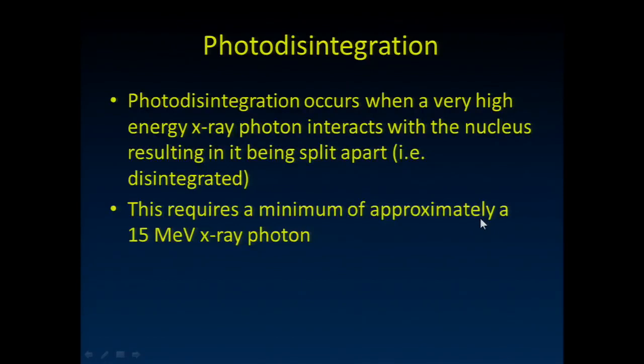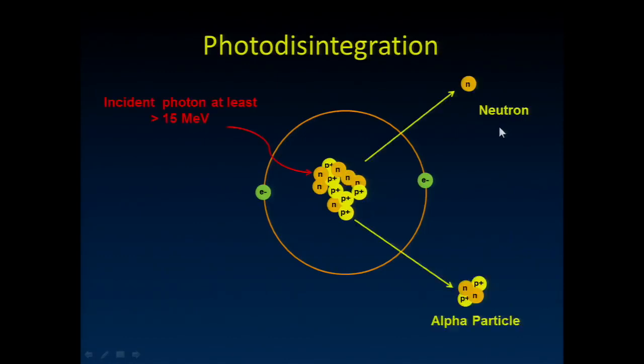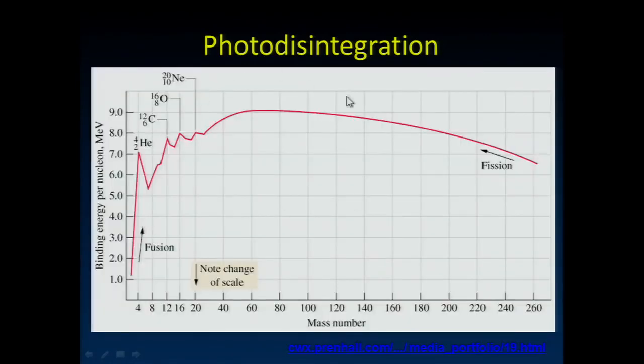Another thing that can occur is photodisintegration. Here, the X-ray is so energetic that it actually breaks the nucleus apart, and it takes about 15 mega electron volts to even be able to do this. So this is way above the energies we're interested in, and it just makes sense. If you look at the binding energy per nucleon in the nucleus of an atom, how much energy it takes to keep the nucleons bound together by the strong force, you can see it's in the range of 7, 8, 9 mega electron volts per nucleon. So you've got to be quite energetic to make that happen.